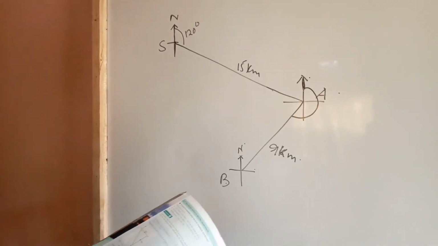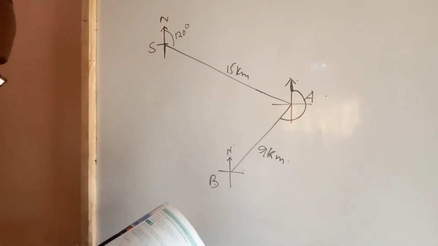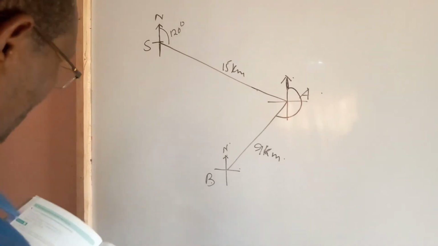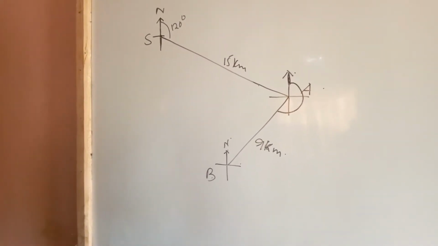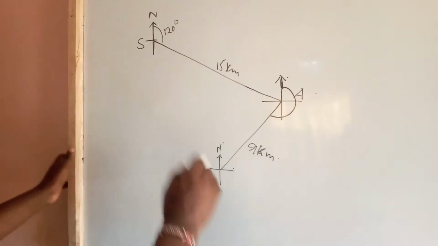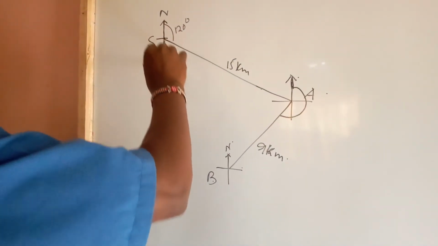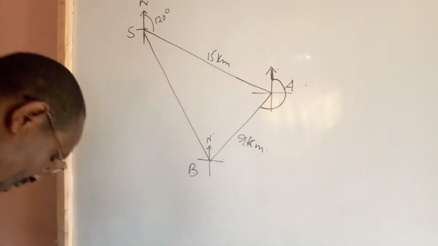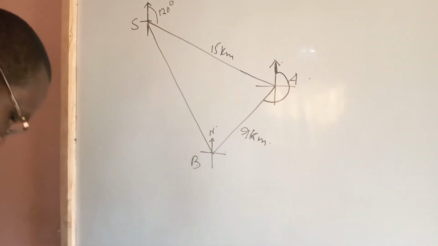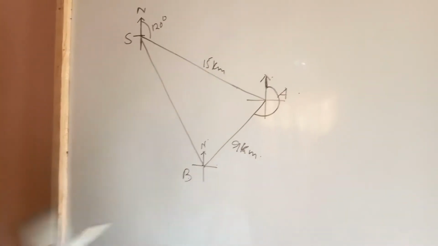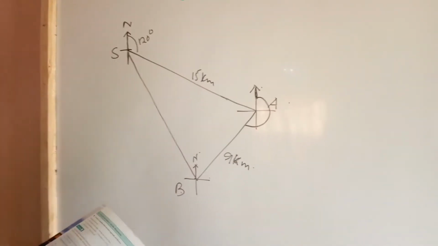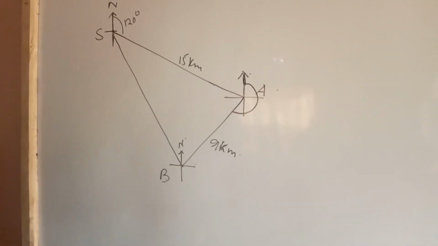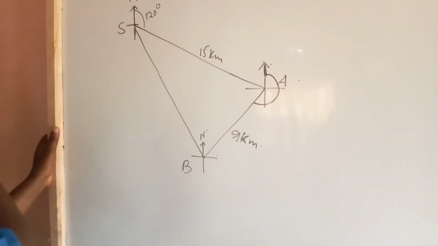From B, he returns directly to S. Describe the displacement of S from B. Now, from B, he walked directly to point S that way. So we are expected to describe the displacement of S from B.